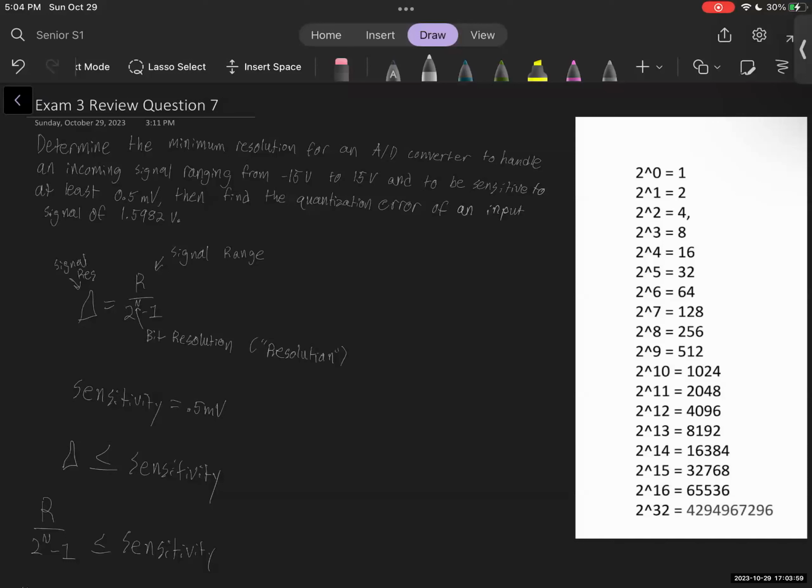So now the second part of this question is we want to find the quantization error of an input signal of 1.5982 volts. The way we approach this is we need to figure out the difference between the analog input signal, which is given to us, and the quantized output signal, which we can calculate.